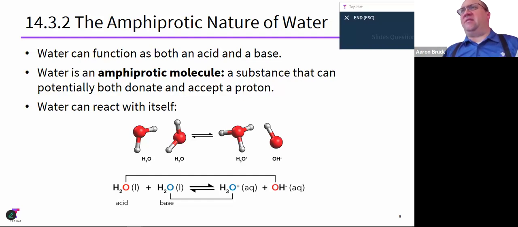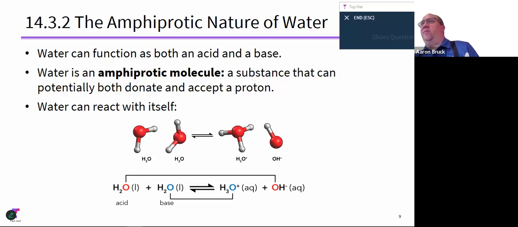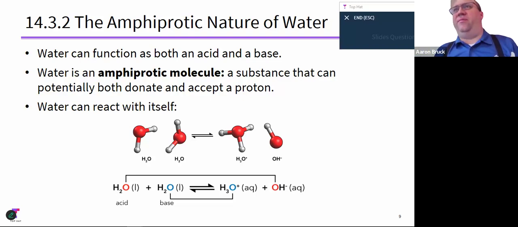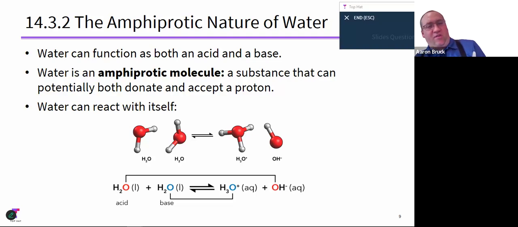And because of this, water is actually capable of reacting with itself. The amphiprotic nature of water is such that water will actually react with water. And one of the waters will donate a proton to the other. And the net result is we get hydronium ion and hydroxide ion as a result.